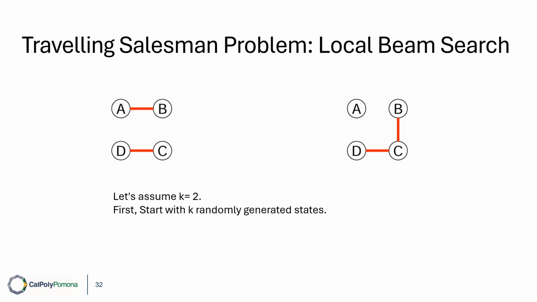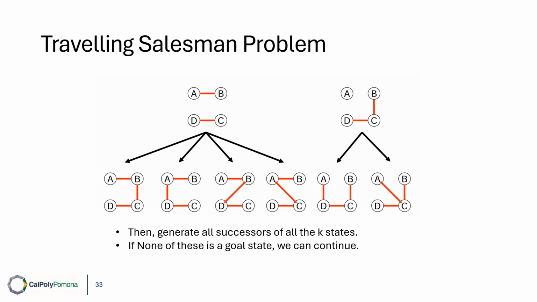In this step, we initialize two random routes, A, B, and then C, D. Let's assume K equals 2 and start with K randomly generated states. Here is the generating neighbor step. Each route generates multiple neighbors, for example, swapping cities or reversing sections of a route. In this case, the new neighbors are shown branching out from each initial route.